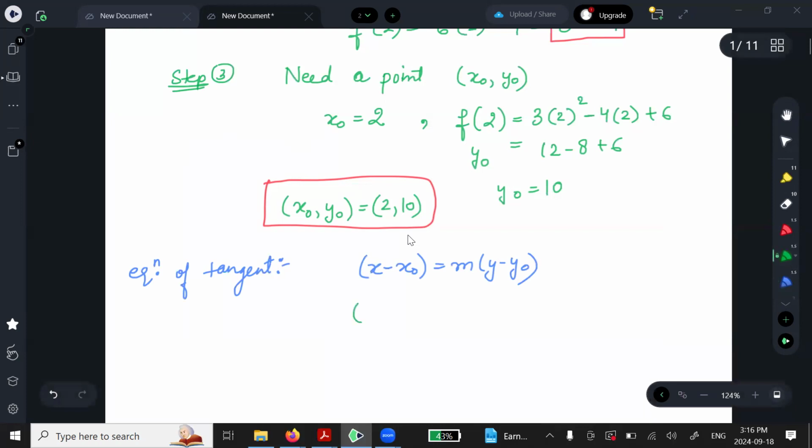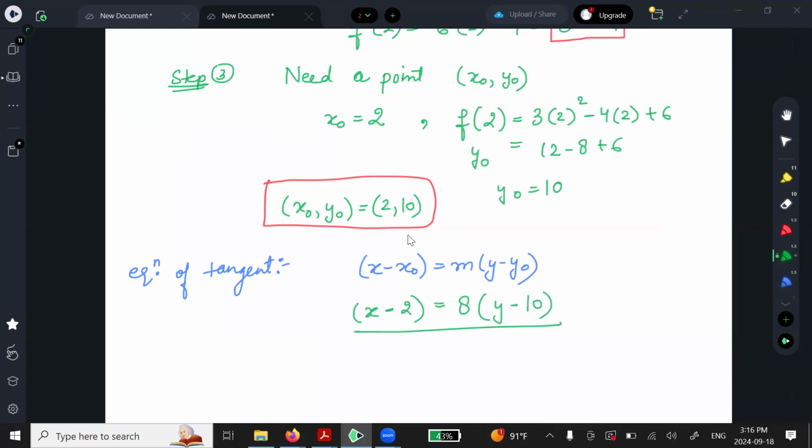What do you get? x naught is 2. That was the point given to us. Slope, we just found it was 8. y naught, we just calculated it was 10. And that's it. You can leave it here.